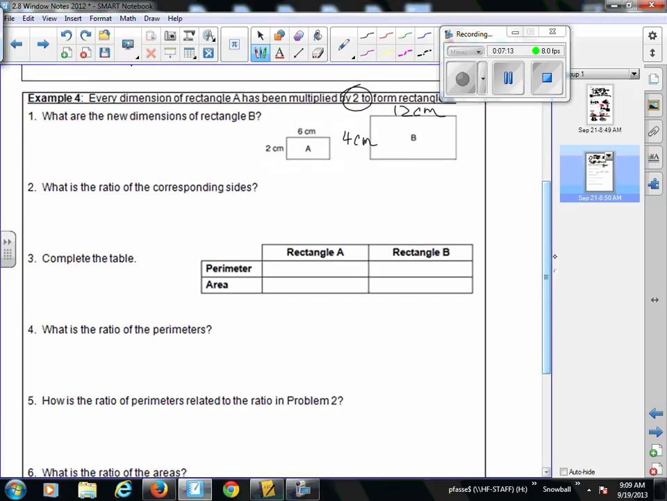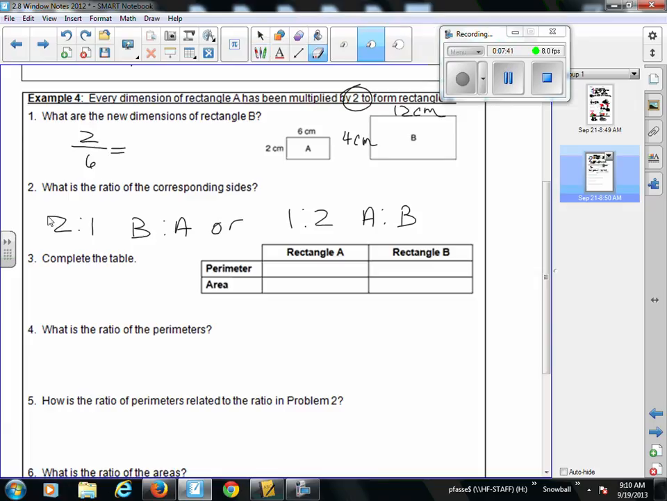For number 2, what is the ratio of the corresponding sides? It is 2:1, as we see, if we're talking about from B to A, or that's one way you could write it, or 1:2 from A to B. If we did proportions, that would match up the same. Okay, I think we get the idea. Hopefully we do. Okay, so let's go ahead and complete the table for rectangle A and rectangle B.